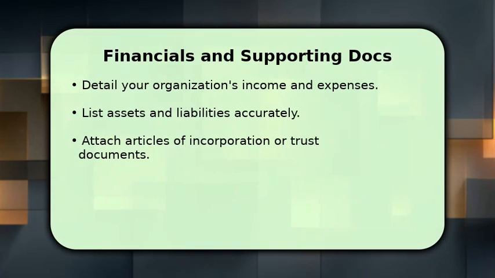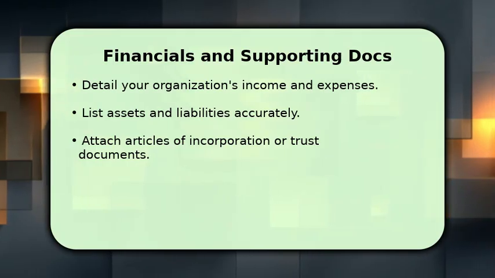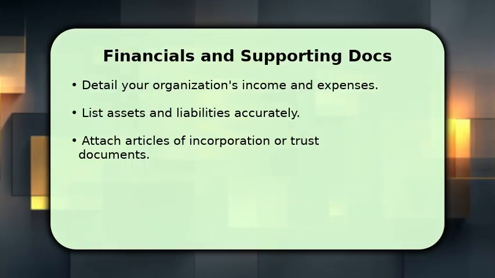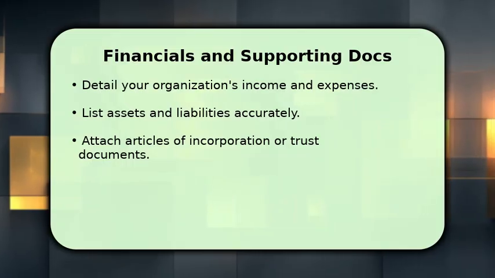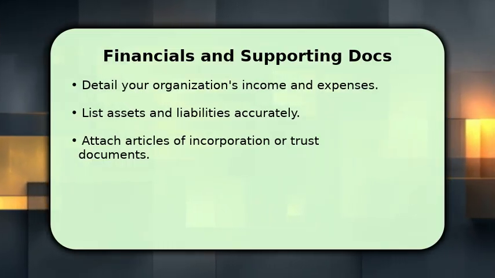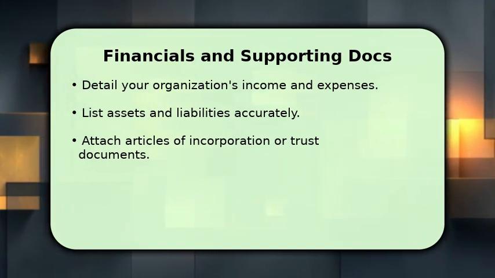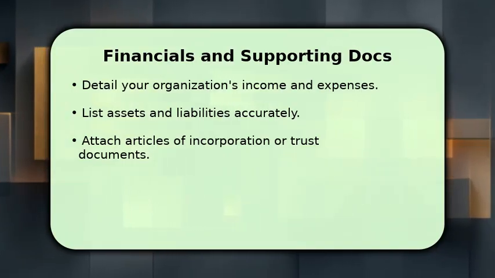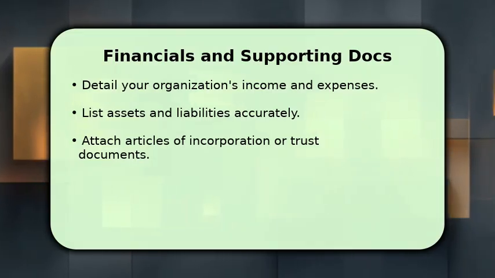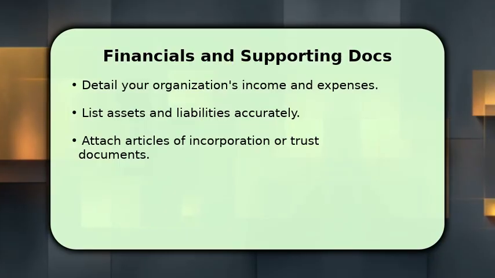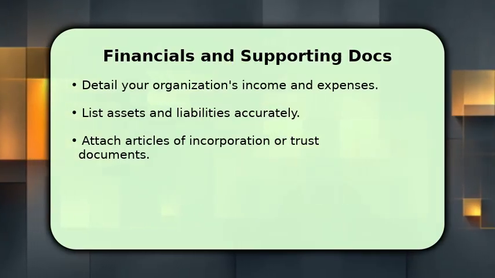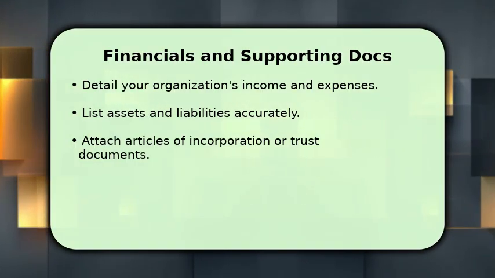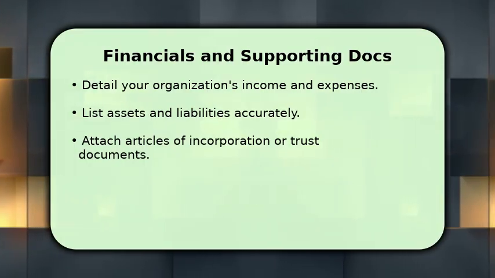Accurate financial reporting is a cornerstone of your tax-exempt application. You must detail your organization's income and expenses for the past 3 to 5 years, depending on the form. Clearly list all assets, such as cash and property, and all liabilities, including debts. Additionally, attach essential supporting documents like your articles of incorporation or trust documents, which establish your organization's legal structure. Include your bylaws and any comprehensive financial statements to provide a complete picture of your financial health.